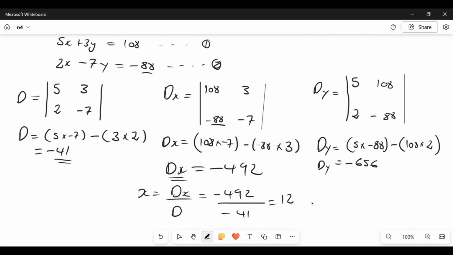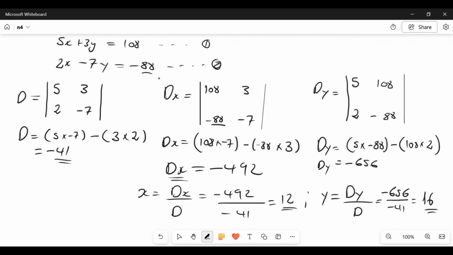So let's find y. When we calculate y, we're going to do something similar there. We're going to have dy divided by d. So dy, we know that is negative 656 divided by negative 41. So our answer here is going to give us 16 there. So as you can see here, our x is 12 while our y is actually 16.